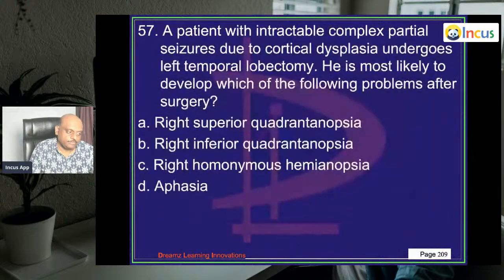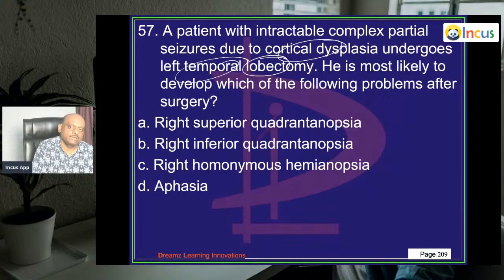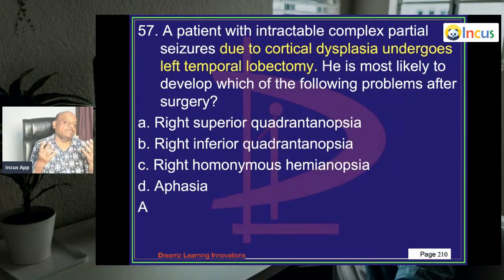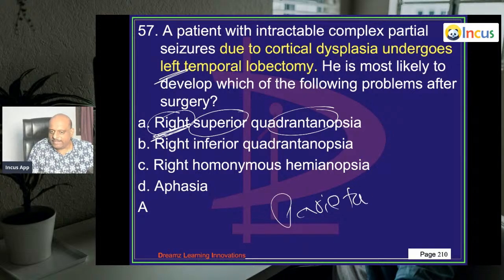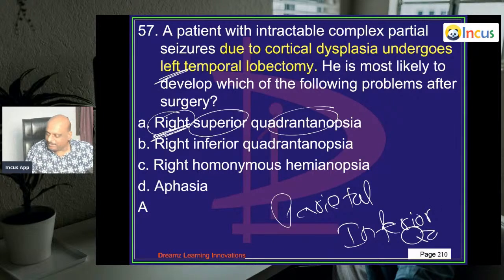Now doctor, the patient has intractable complex partial seizures. Cortical dysplasia, left temporal lobectomy. After surgery, what will happen? If temporal lobectomy is done, there will be superior quadrantanopia on the right side, if left is done. Whereas parietal lobe involvement will lead to inferior quadrantanopia is what you need to remember.